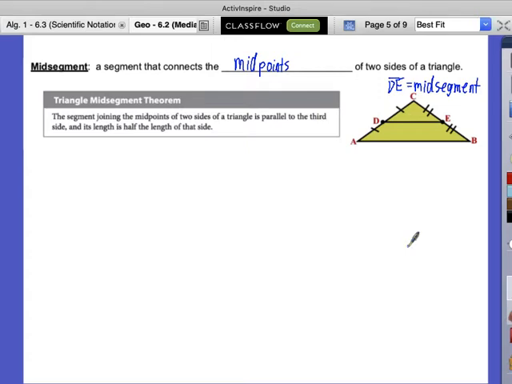We have this triangle mid-segment theorem. Triangle mid-segment theorem. Okay, we love theorems in geometry. They're so much fun.